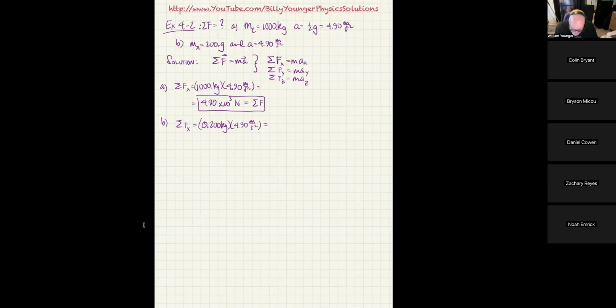Now, this is the same thing as dividing by 10 and then multiplying by 2. So this turns out to be 1.96 newtons is equal to the summation of the force. So you can see, obviously, when the object weighed 1,000 kilograms, that's literally 5,000 times heavier than the 0.200 kilograms. So lo and behold, the force is about 5,000 times bigger. Namely, it's 4,900 versus 1.96.